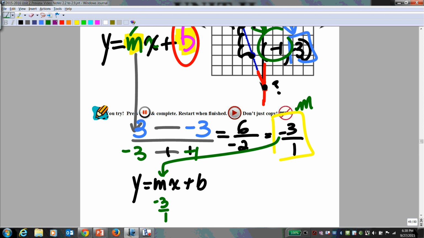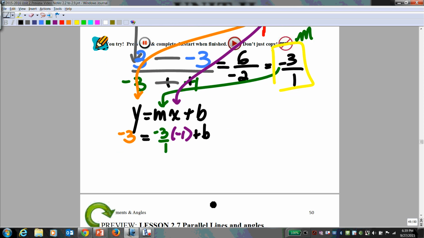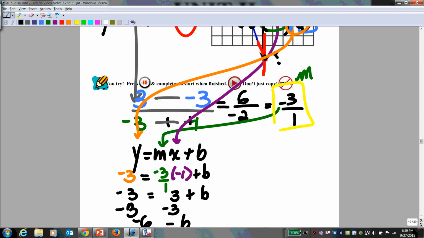-3/1. Ask yourself, do we have a coordinate for x? Well, we do. Looky there, -1. Do we have a coordinate that we could use for a y? Yes. Plus b. Now we're down to one variable, so you solve. So it says b right here is -6.